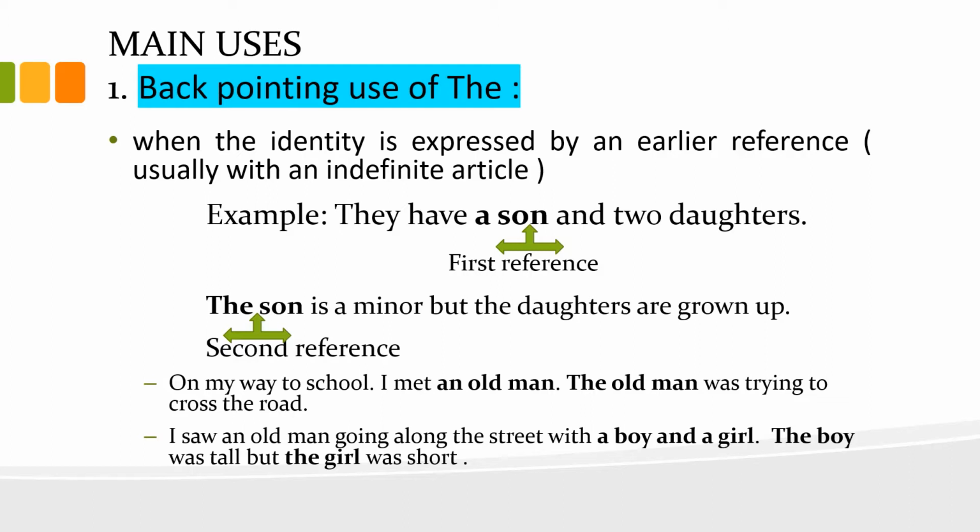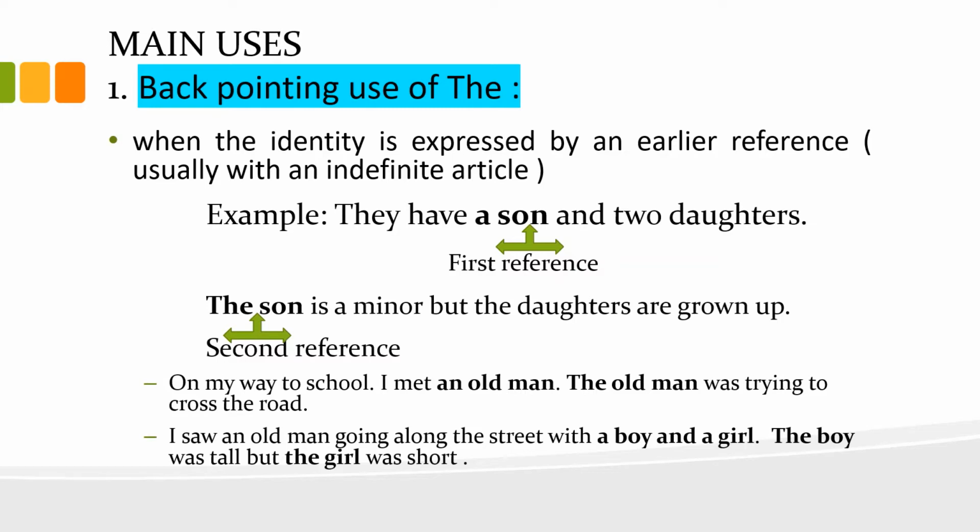Similarly, we have used the before daughters also because daughters are also referred to for the second time. So in this way we can remember that if we are referring to any noun for the first time, and it is singular and countable, then we can use an indefinite article, a or an, before it. But when we are referring to that particular noun again in that particular context or paragraph, then we have to use the before it.